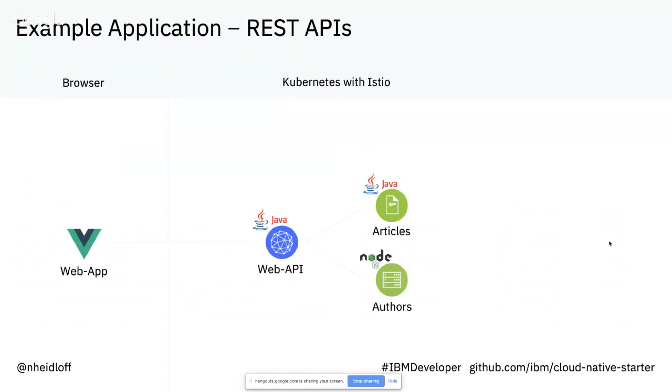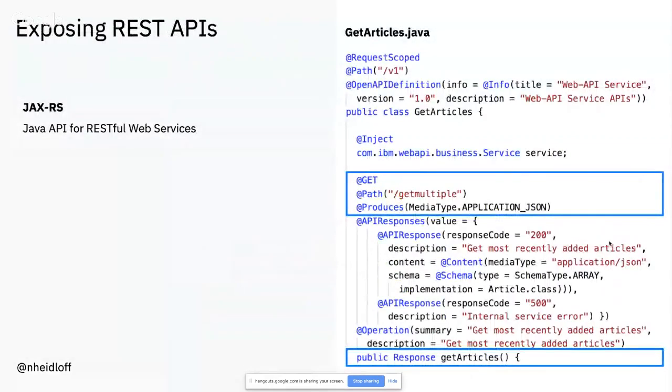For example, the web API service needs to expose the APIs to the web app. And vice versa, the web API also needs to be able to invoke REST APIs from articles and authors. And here's how it's done. So this is the implementation of the method getArticles, the API that returns the list of articles, the endpoint getMultiple.